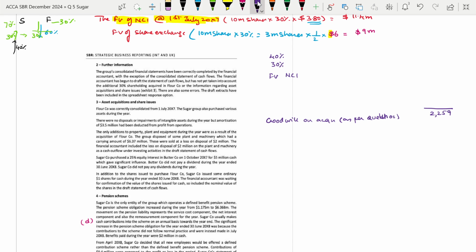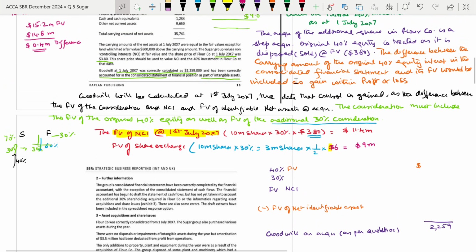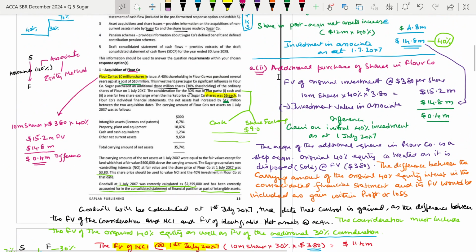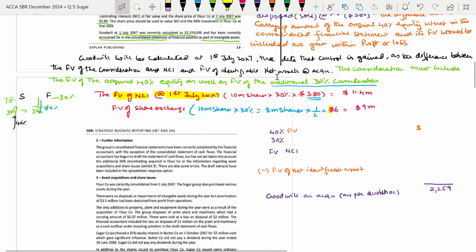Then we will deduct the fair value of net identifiable assets. What is the original fair value? 40% fair value is how much? It is not 11.5. What is the fair value? It is 15.2.